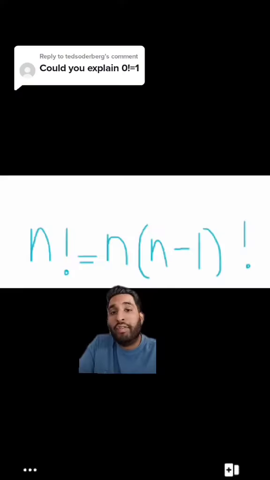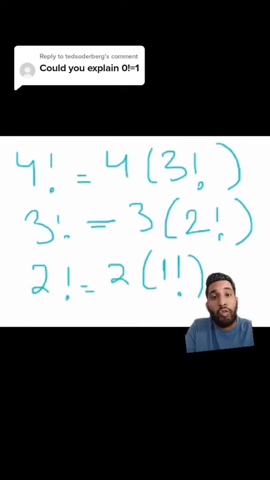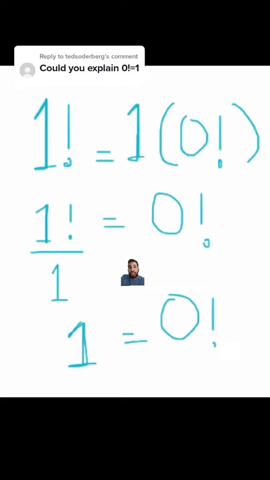But wait, you can also prove it algebraically. You see, n factorial is the same thing as n times n minus 1 factorial. For example, 4 factorial is equal to 4 times 3 factorial. 3 factorial is equal to 3 times 2 factorial, and so on. And so therefore, 1 factorial is equal to 1 times 0 factorial. And if we isolate for 0 factorial, we get 1 factorial divided by 1. And so finally, we have 0 factorial is equal to 1.